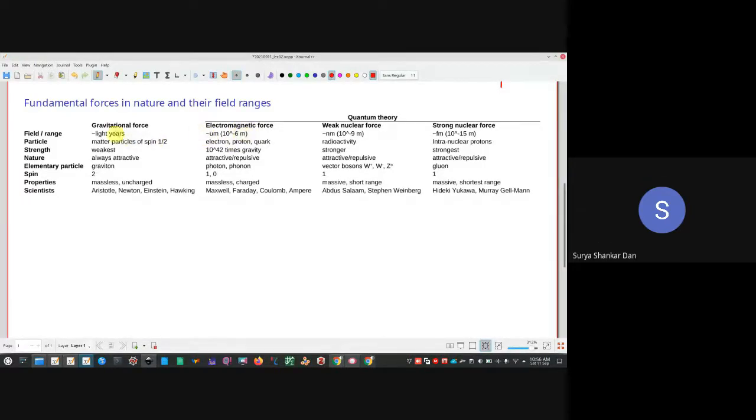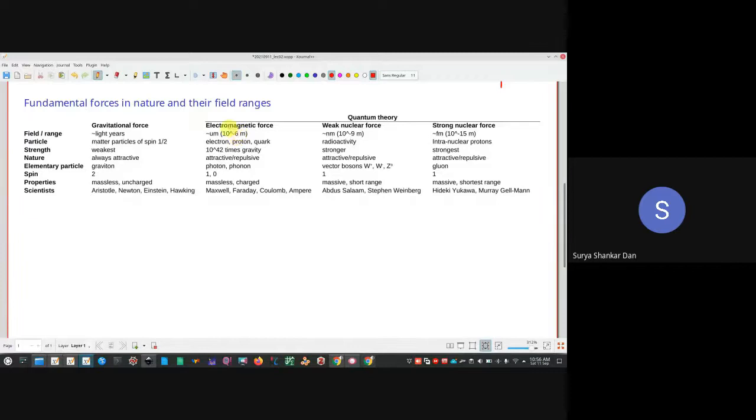Okay. Think about this. This is light years. This is micrometer. Since it is so small, what will happen? You will observe its influence only within the microscopic domain. So that is the reason why, if you want to have a device, you cannot make a device with 1 meter. You have to make the device at least in micrometer scale.